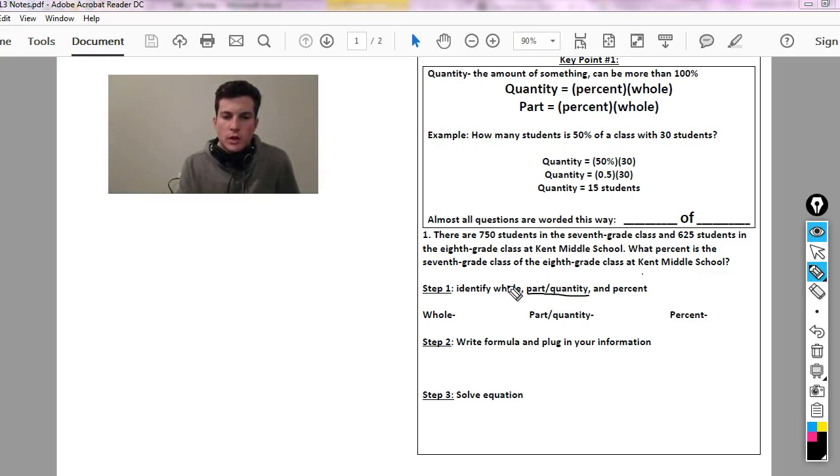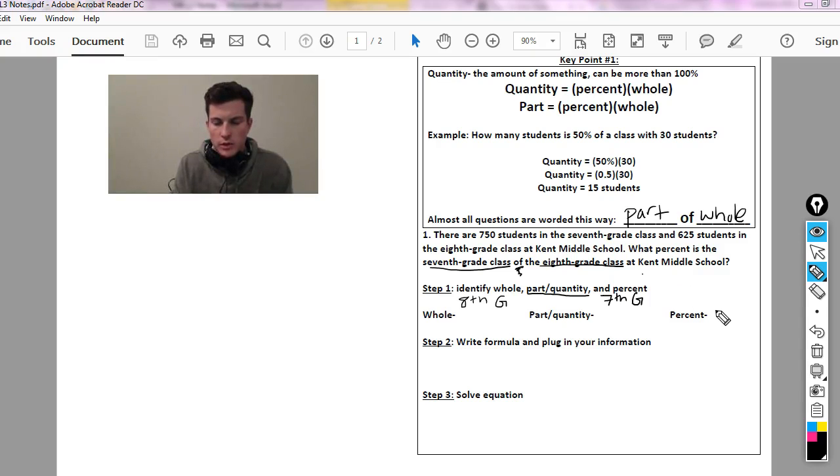So what's the whole? Well, remember, we're going to have part of the whole. So this first one, we have what percent is the 7th grade class of the 8th grade class? So that tells me the whole is going to be 8th grade. I'm just going to put 8th G. The part or the quantity will be 7th G. And our percent is what we are solving for, so we can use a variable P for percent.